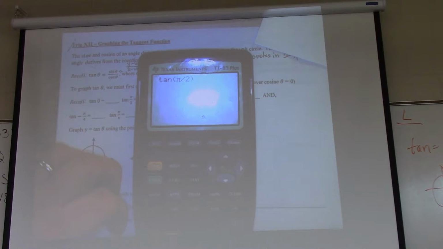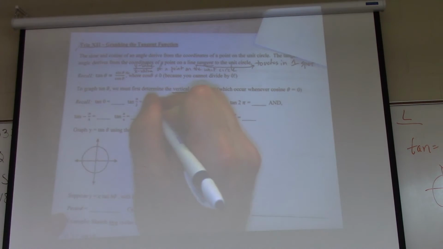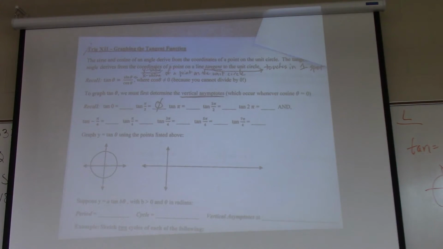And watch what happens. What does that mean? Does not exist. Which means that at tangent of pi over 2, there is no solution. It does not exist at that point. So if you divide it in your calculator and it says error, domain, whatever, that means no solution at that point. You should be able to find the value one way or another for every one of those points up there. I'll go over it in about 2 minutes.